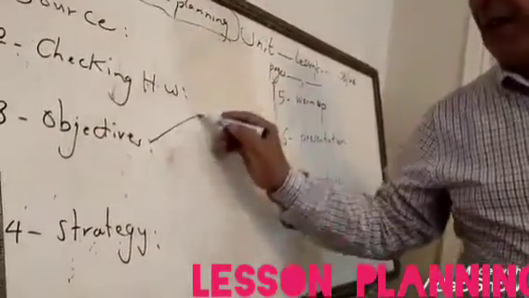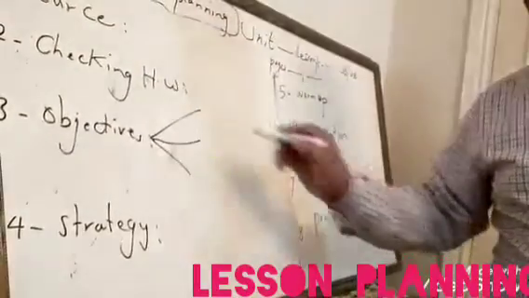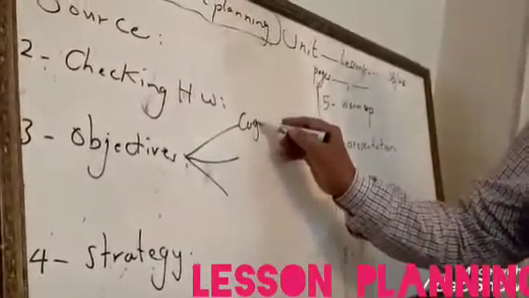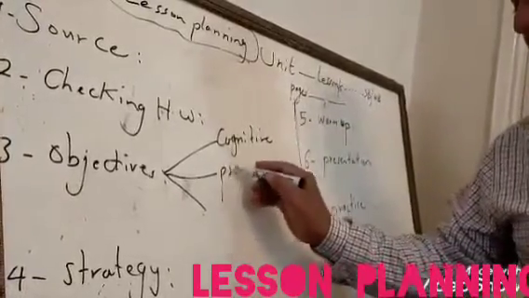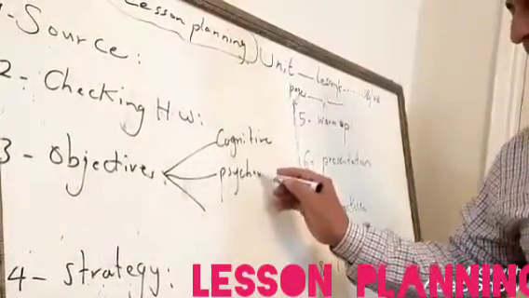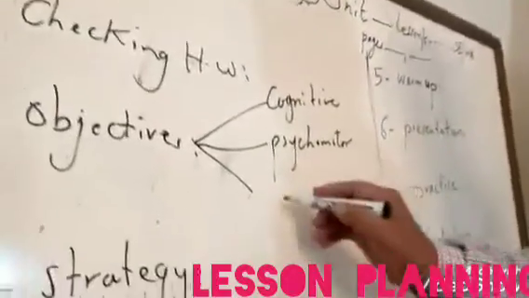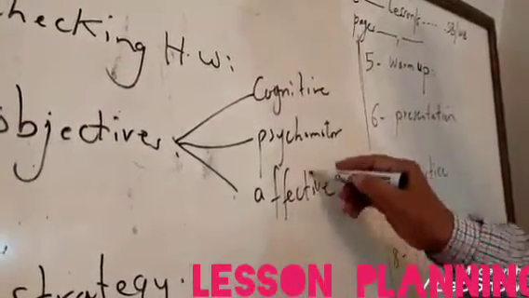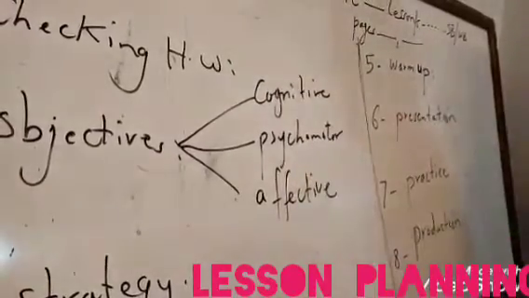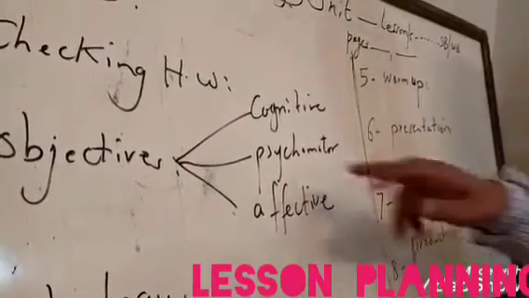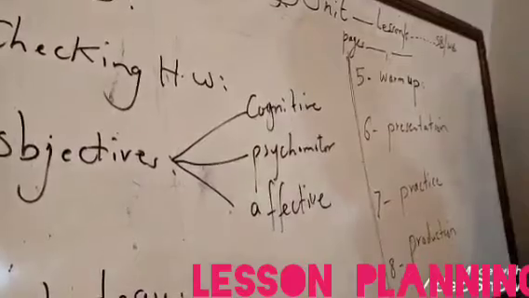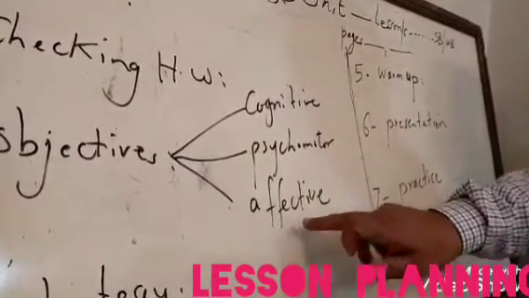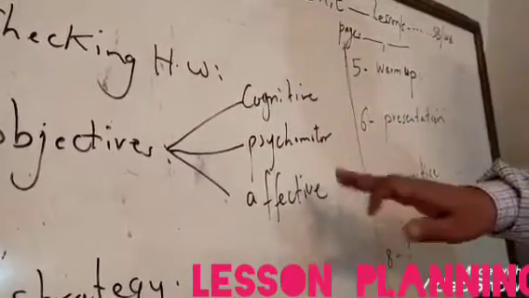Objectives. We have three kinds of objectives. We have cognitive, we have psychomotor, we have affective. Cognitive refers to knowledge. Psychomotor refers to skills. Affective refers to values, ethics, morals, and so on.